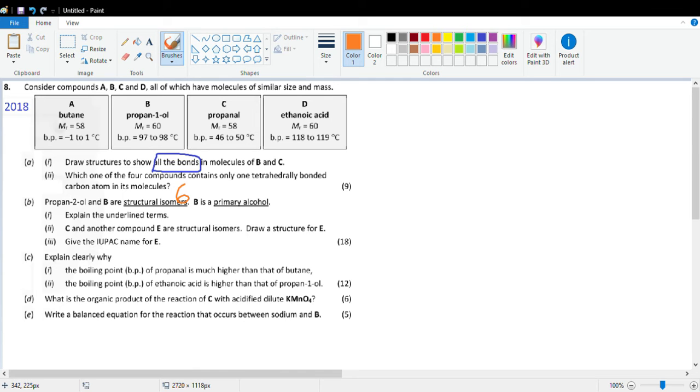The other one that's underlined is primary alcohol. So a primary alcohol is one that has one carbon attached to the carbon with the hydroxyl group. So our alcohol is going to look like this, drawing out all of our bonds. And if this carbon that's got the hydroxyl group on it is bonded to only one other carbon, that's a primary alcohol. You could say that the hydroxyl group is on the last carbon in the chain, because then it's only attached to one other carbon.